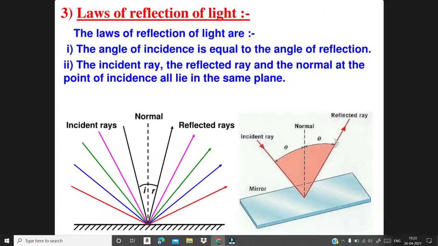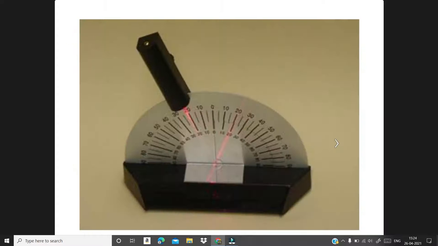This we can see in the right hand side figure. It is clearly mentioned that the incident ray, reflected ray and the normal at the point of incidence all lie in the same plane. And if we see the left hand side figure, we can find the conclusion that the angle of incidence is equal to the angle of reflection.